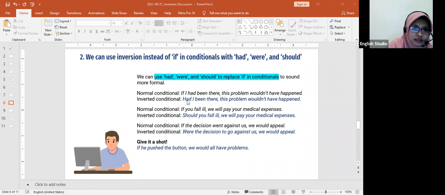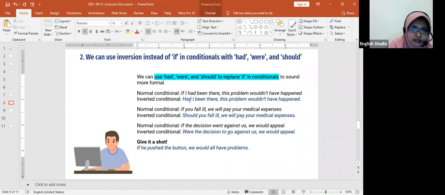Jadi in this part, kita pakai had. And then for the second one, kita pakai should. If you fall ill, we will pay your medical expenses.